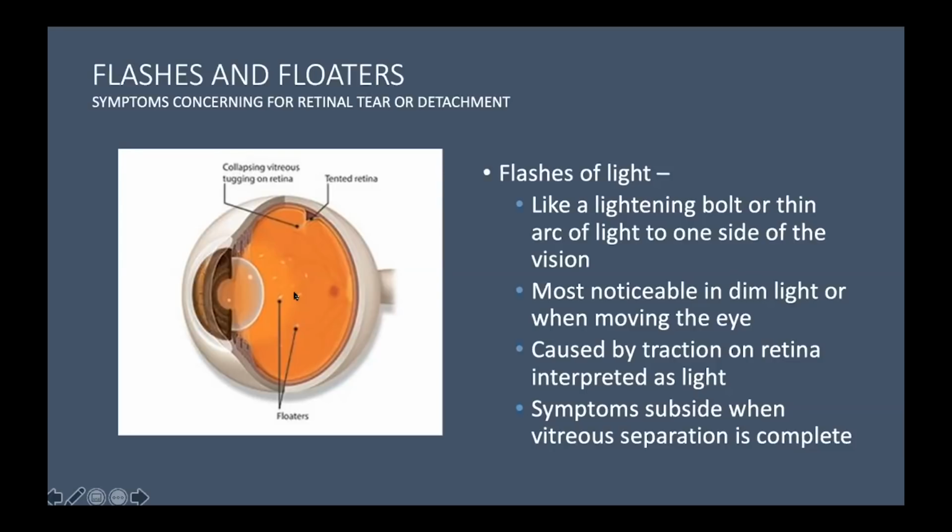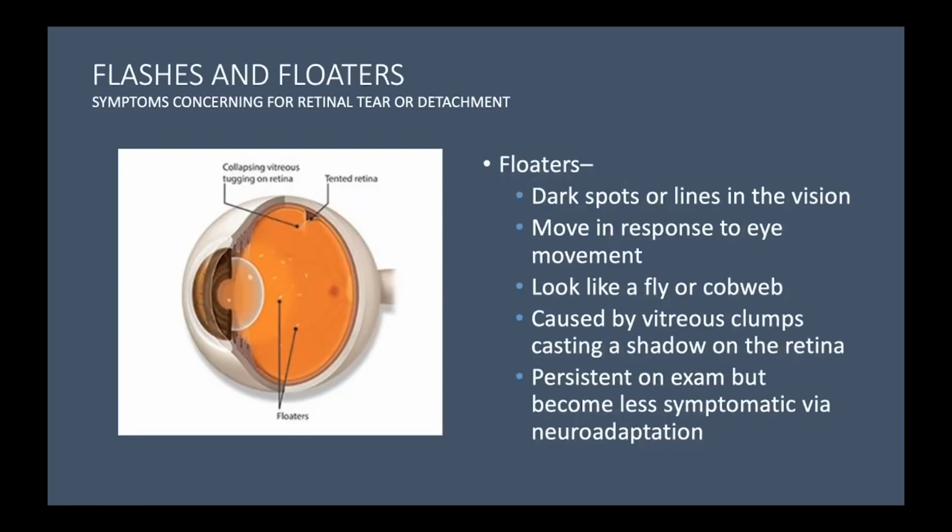Here in the schematic, we see that the collapsing vitreous is tugging on the retina and the retina is tented up. And that traction is what is interpreted by the retina as light because it's neurosensory tissue. The floaters are floating around within the vitreous body. They're little clumps and opacities within the vitreous gel.